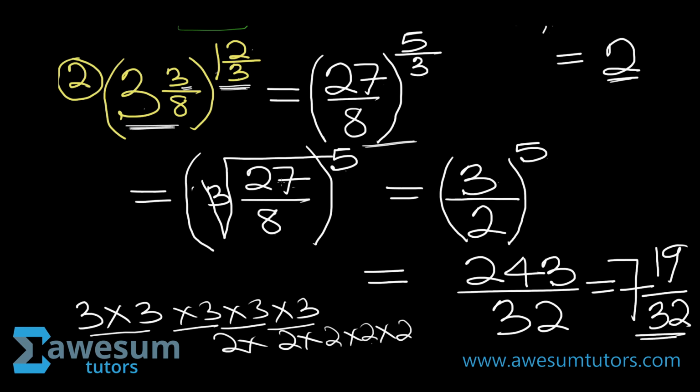Yeah, we did cube root of 27 is 3. Cube root of 8 is 2, right? 3 raised to power 5 is 243. 2 raised to power 5 is 32. How many times will 32 go in 243? That's 7 times. Remaining 19, then over 32.